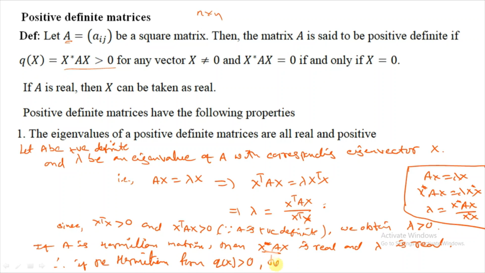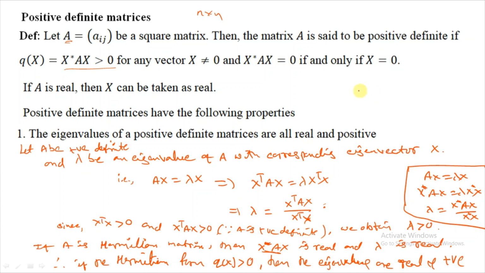Then the eigenvalues are real and positive. Suppose we take A any matrix, we get lambda is positive. Suppose we take a Hermitian matrix, the quadratic form is also positive, and the eigenvalues of a Hermitian matrix are real. That means the eigenvalues are real and positive.